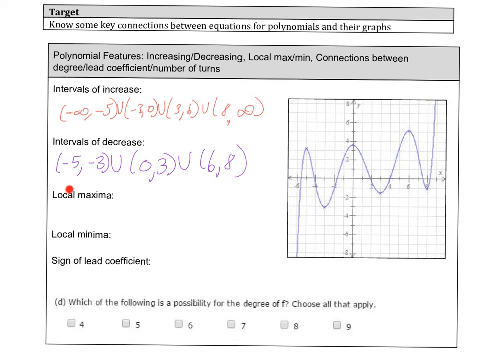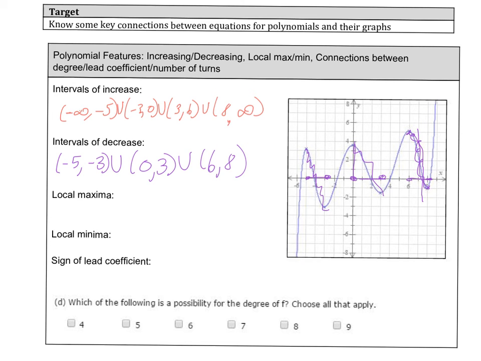So these are the intervals I came up with for the intervals of decrease. And if you're not seeing it, I'm sure you can identify the graph decreases in this region, and this region. That's a terrible drawing. And these x values are from -5 up to -3. These x values go from 0 up until 3. And these x values go from 6 up until 8. So that's how that's going to work out.